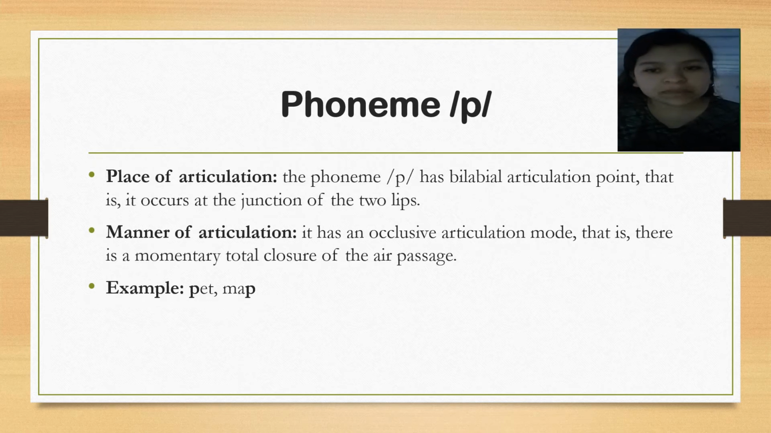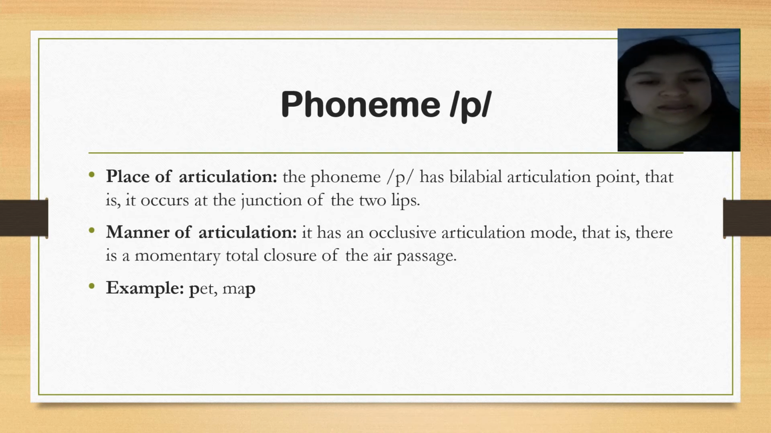Phoneme P. The phoneme P has a bilabial articulation point, that is, it occurs at the junction of the two lips. It has an occlusive articulation mode, that is, there is a momentary total closure of the air passage. The pronunciation of this phoneme is P. Example: pet, map.